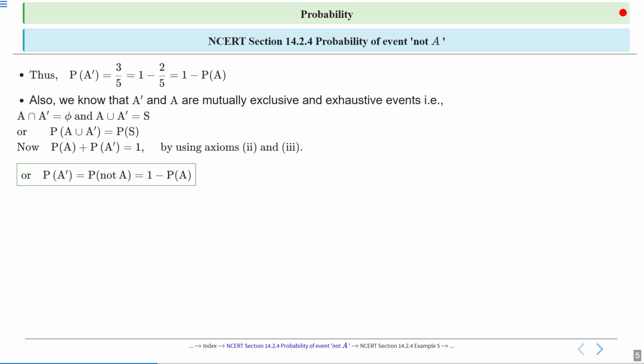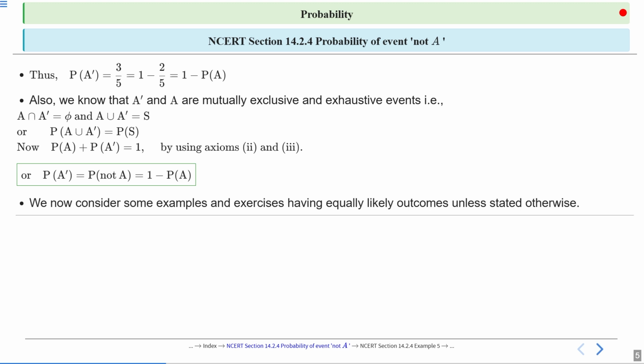Or we can write probability of A complement, which is probability of not A, is equal to 1 minus probability of A. So we constructed here this formula: probability of A complement is equal to 1 minus probability of A. So note this formula. This is a very important formula. We will use this formula to solve many problems. So now we consider some examples and exercises having equally likely outcomes unless stated otherwise. Now we will explore some examples.